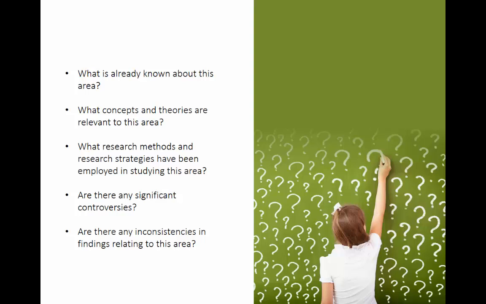Are there any inconsistencies in the findings that people had before? There's something that doesn't make sense, something that they found but others didn't find, or one study found A and the other one found B, and they are sort of opposing each other. That's the kind of thing that your literature review is supposed to do.